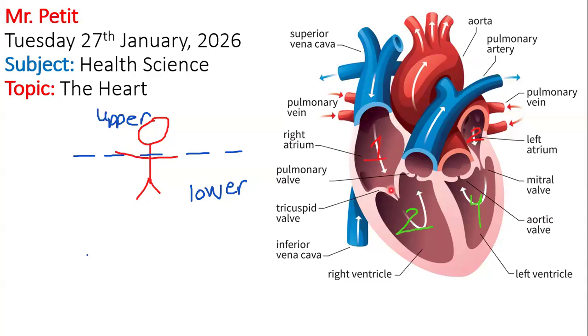Now we have these things right here. This is the tricuspid valve. We also have another valve here, the mitral valve. We also have a valve behind this, like it's behind the pulmonary vein. We have the aortic valves. There's a bunch of these valves.